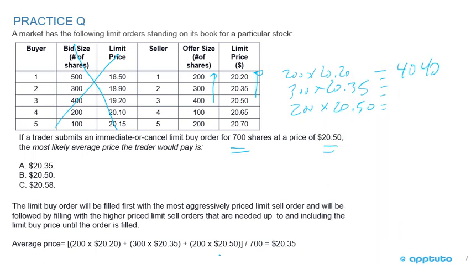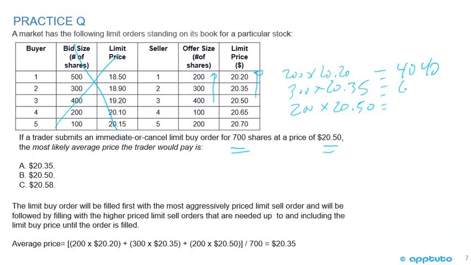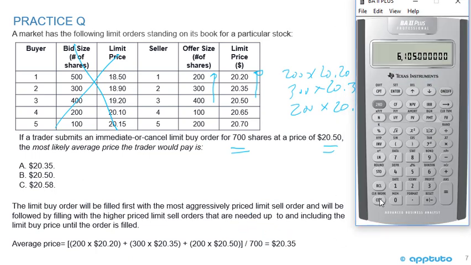I think I can do this in 90 seconds. Then I'm going to do 300 shares times 20.35. I'm going to write down 6,105. And then finally my 200 shares at $20.50. 200 shares times 20.5. And I'm going to write down 4,100.